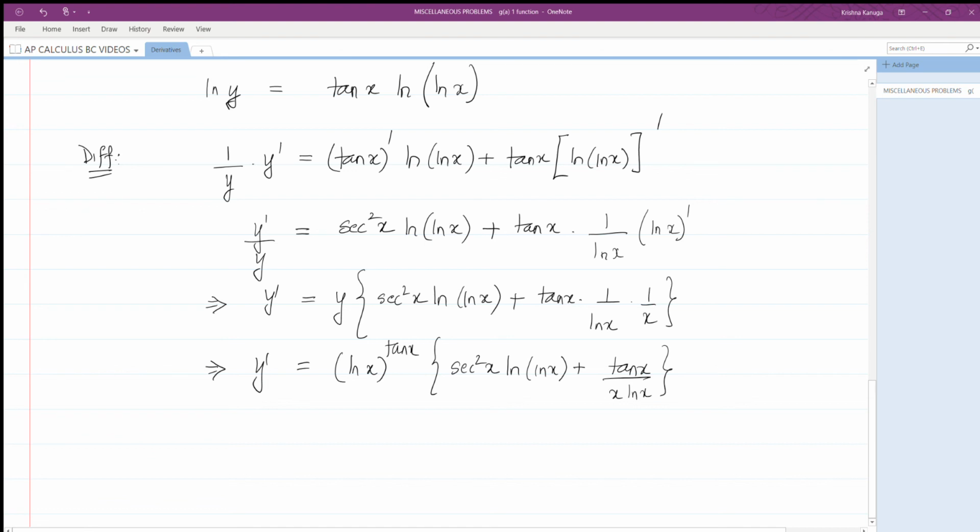Okay, hope this video helps in differentiating functions of the type f to the power g, where the power itself is a function.